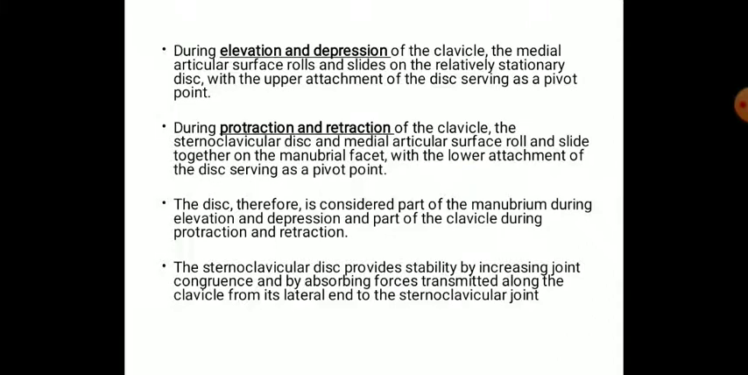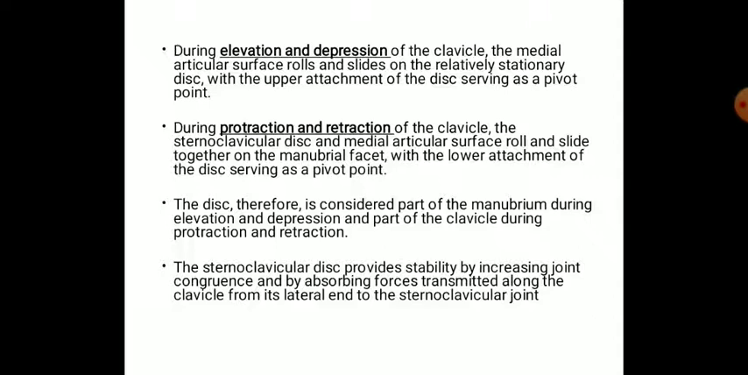So what are the differences? In elevation and depression, the disc is a stationary part, and the upper region of the disc acts as a pivot point. Whenever we go for protraction and retraction, the whole disc also moves with the clavicle bone. At that time, the lower portion of the disc acts as a pivot point. The disc is therefore considered part of the manubrium during elevation and depression, and part of the clavicle during protraction and retraction.